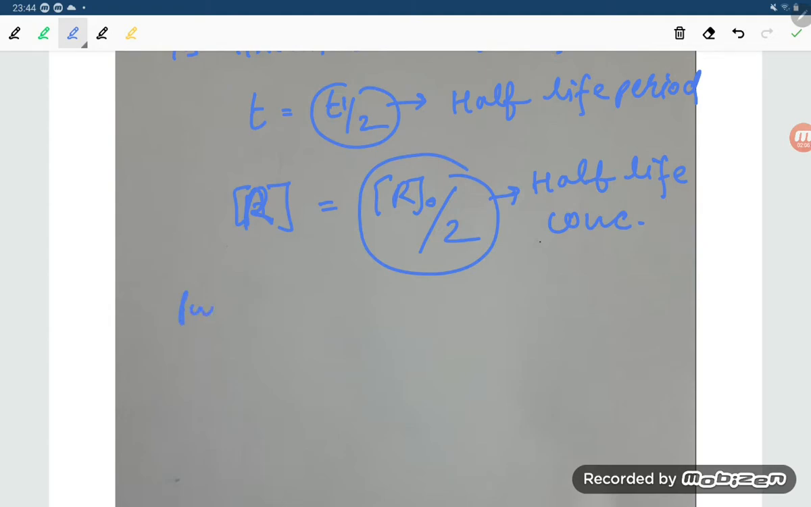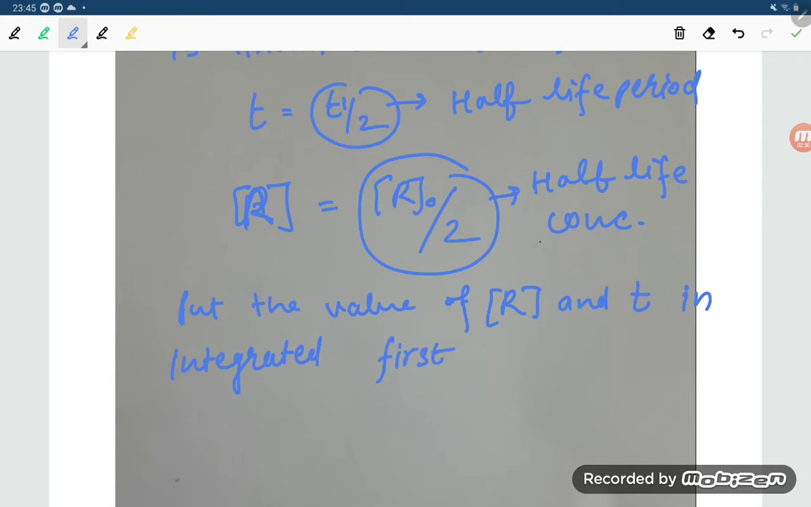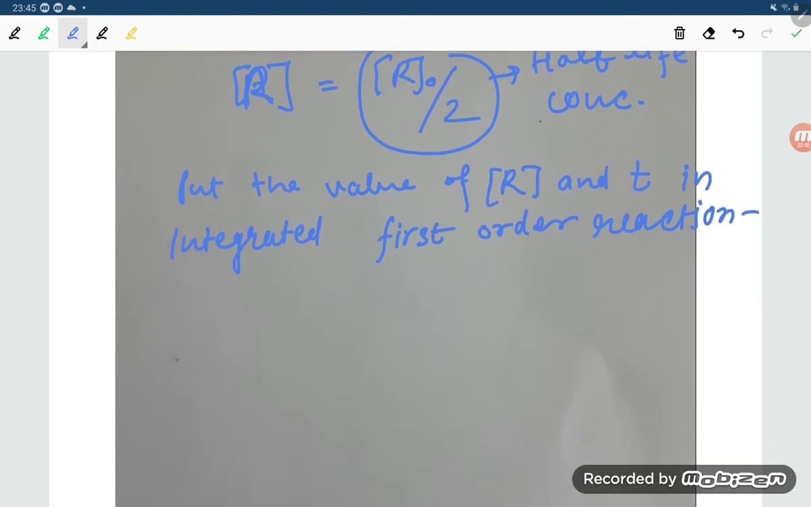Put the value of R and t in the integrated first order reaction equation. So what will the answer be if you put the values of R and t in the integrated first order reaction?